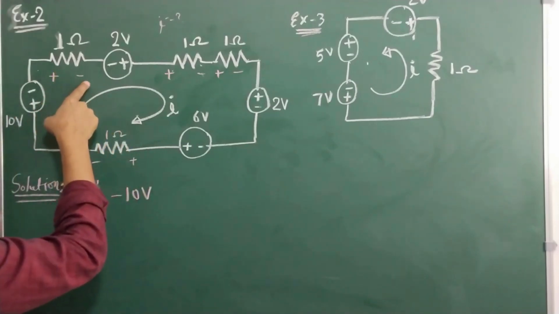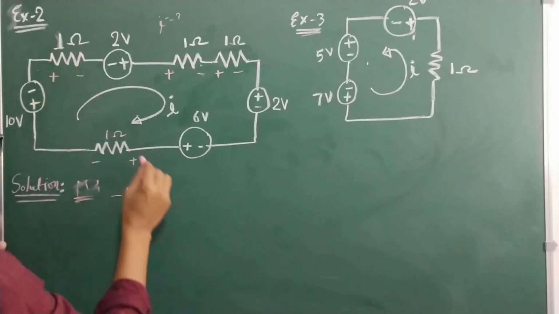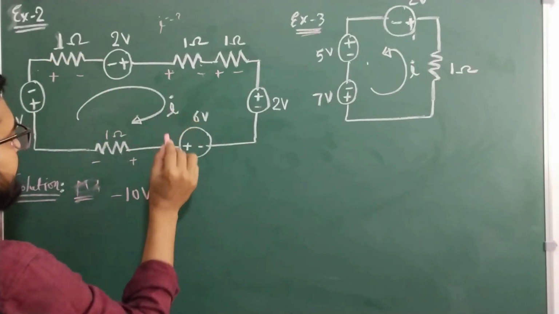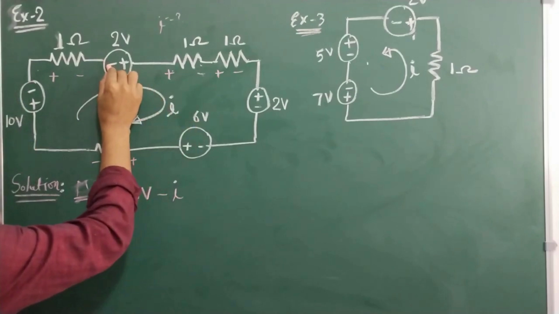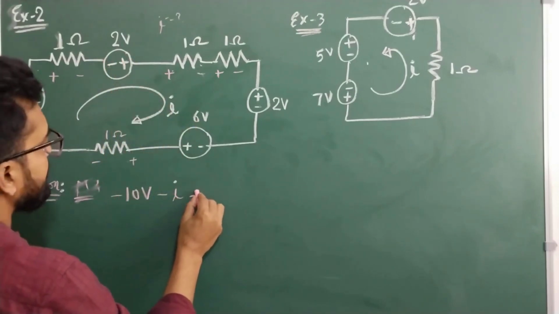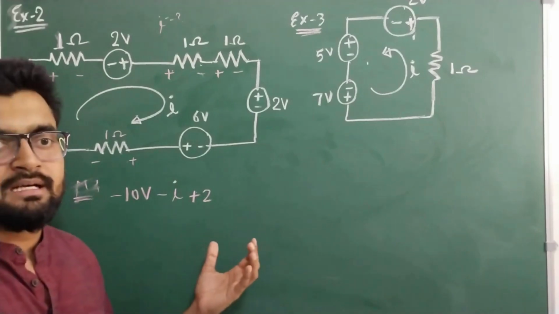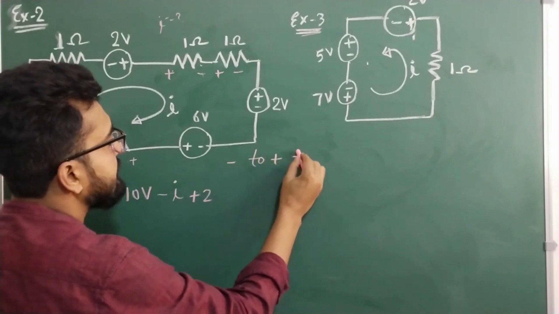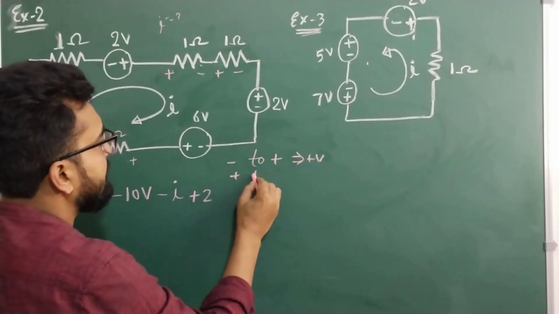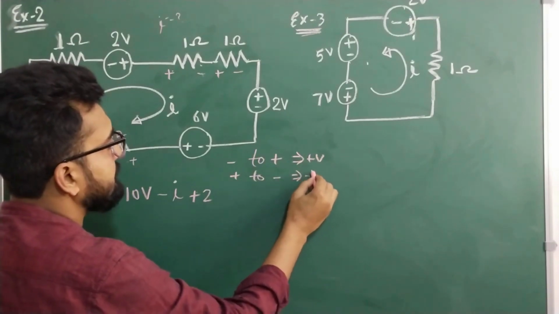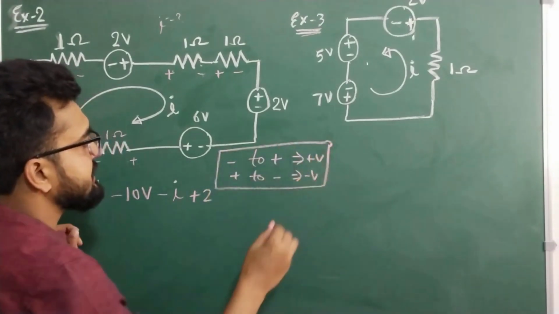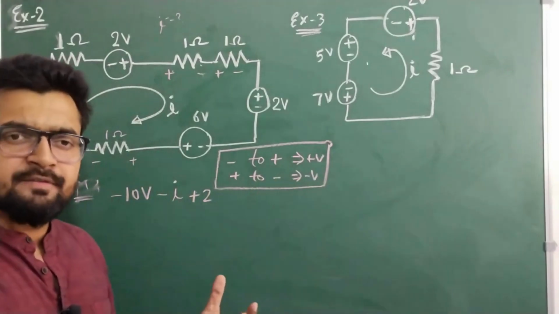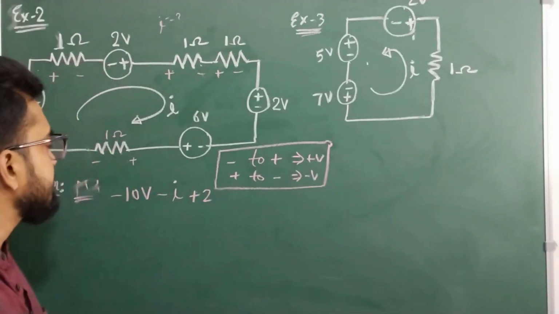Then here I into R, right? Apply Ohm's law, which is the current passing through the resistor multiplied by the resistance value, which is 1 into I, that is I. Here minus to plus is plus 2 volt. If you haven't watched the last video, whenever we pass from minus to plus, it is always plus V, and plus to minus, it is minus V. We need to keep this in mind when we apply KVL in the circuit. This is true irrespective of whether it's a battery or a resistor.